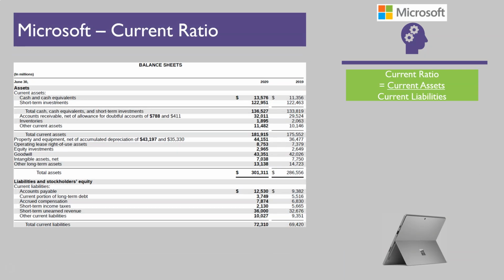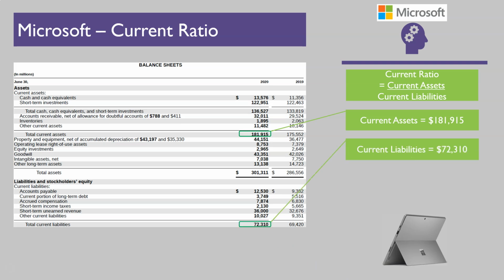Now, let's do the same calculation for Microsoft. Again, we'll use the same formula where we'll take current assets over current liabilities. For Microsoft's year end, they closed with current assets of $181.9 billion. And then for their current liabilities, they closed at $72.3 billion. When we take Microsoft's current assets over their current liabilities, we come up with a current ratio of 2.52.